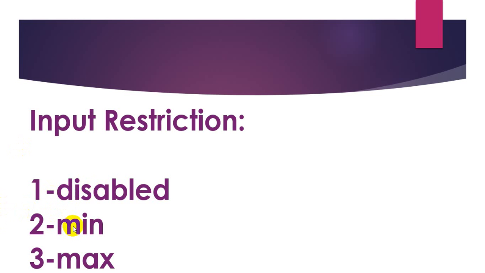So what is min? Min means minimum, and it will restrict. As we know, these are restriction attributes of the input tag. If you give disabled, no one can access this field. If you write min in the text box, you have to decide the minimum range of that text box. Basically, the min attribute and max attribute are used with input type equal to number, input type equal to date, etc.